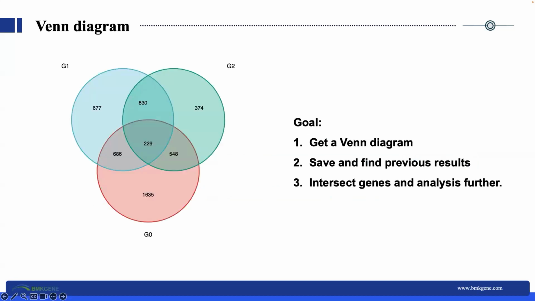For the first part, I will demonstrate to you about Venn diagram. First, we will talk about how to get Venn diagram using BMKCloud. After we got the plot, I will show you how to save results by file, so we can find these results anytime you need. Then we can regard Venn diagram as a tool for us to get intersect gene list and do further analysis. So let's turn to BMKCloud, and I will show you step by step.